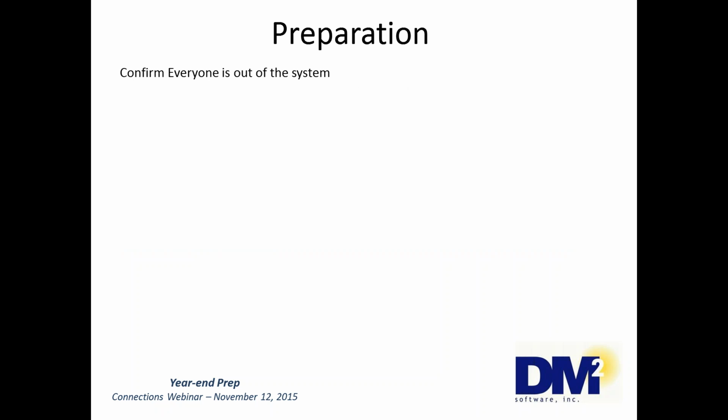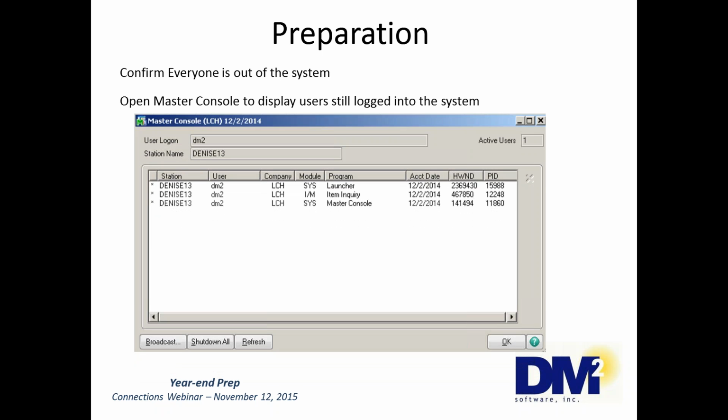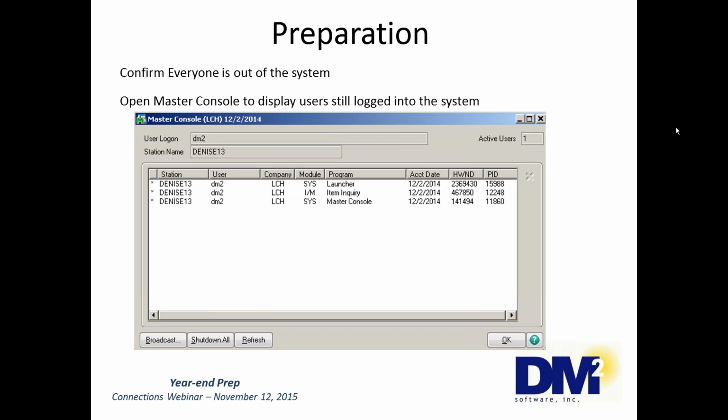So when you are getting ready to close, you need to make sure that everyone's out of the system. And how do we know if everyone's out of the system? I'm sure that most of you are well versed in Master Console, but just for those of you who aren't, this is a really great tool. You can open Master Console, and it's going to tell you who's in the system.